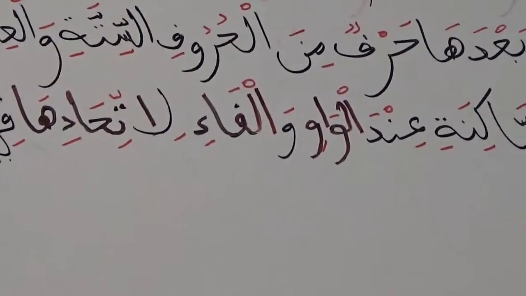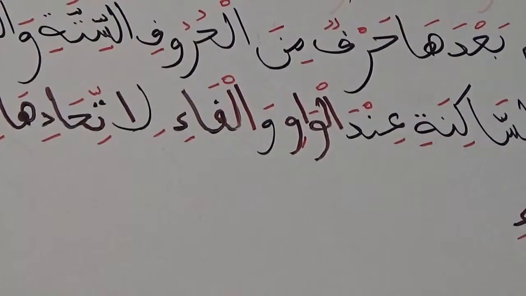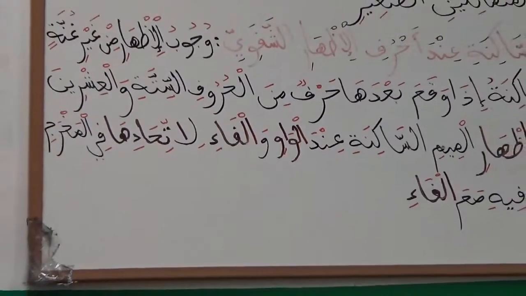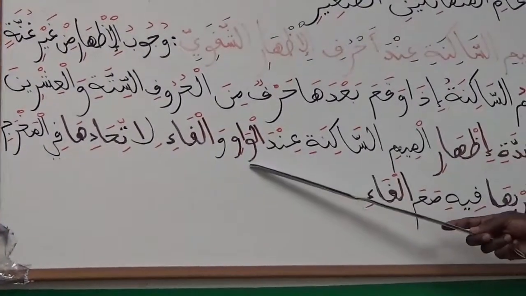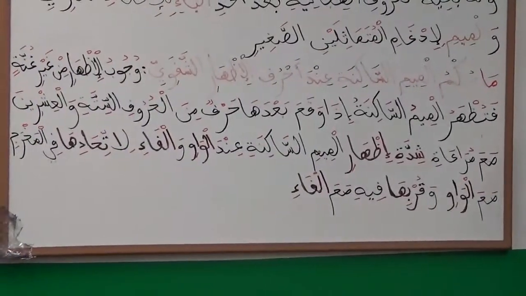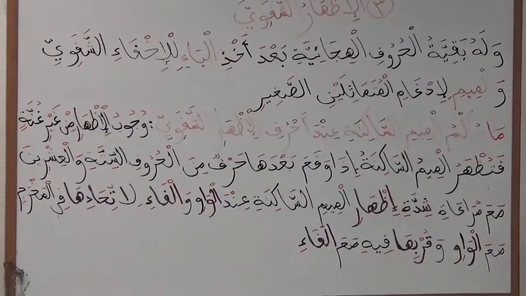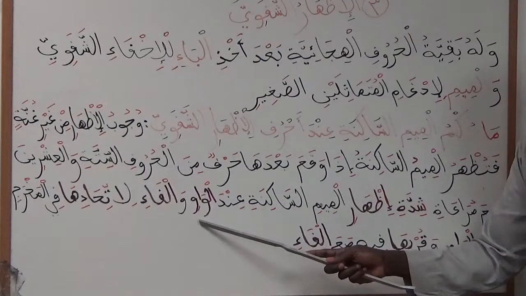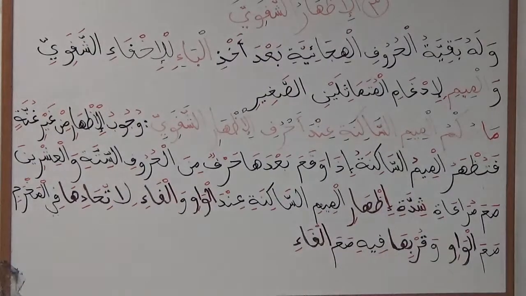In these 26 letters, there are 2 letters where we actually have to do the izhar more than the rest of the letters. And those 2 letters are waw and fa. So what he's saying is that for all of the 26 letters we do izhar. But if you have a meem that has a sukun, and it is followed by a waw or a fa, here we have to do the izhar in a much more intense way. So it's different from the rest of the 26 letters, and we'll see examples.